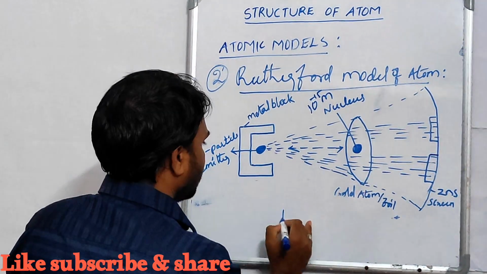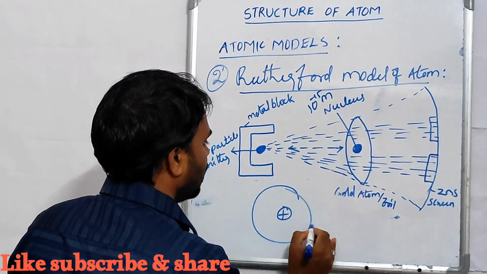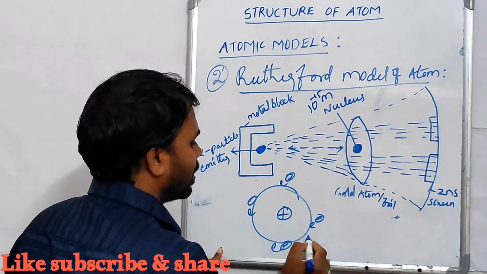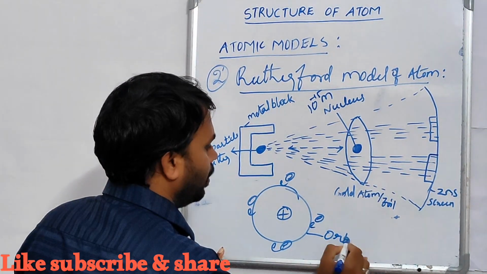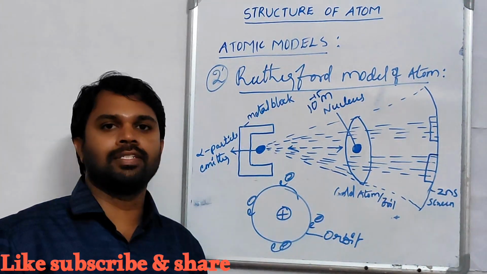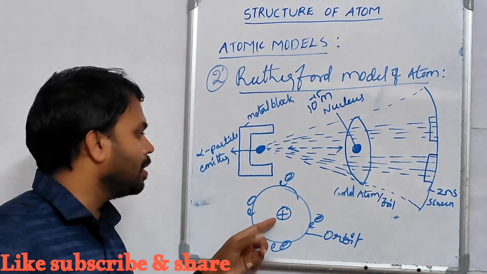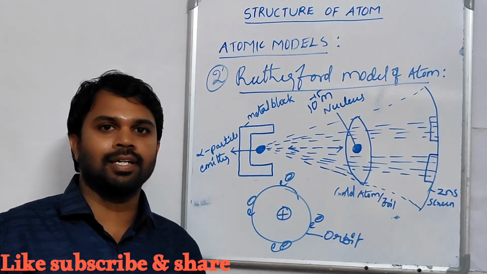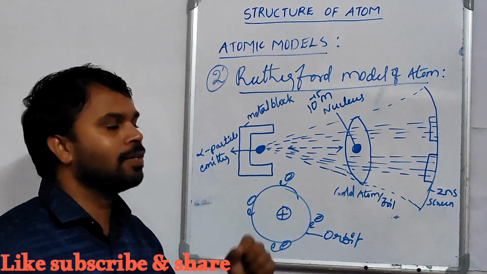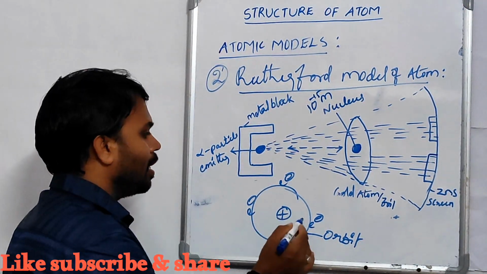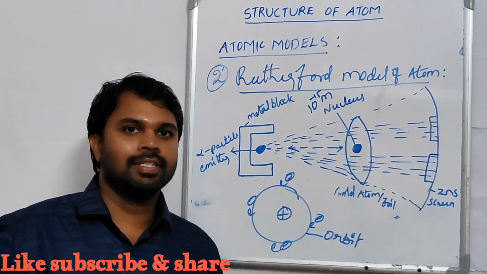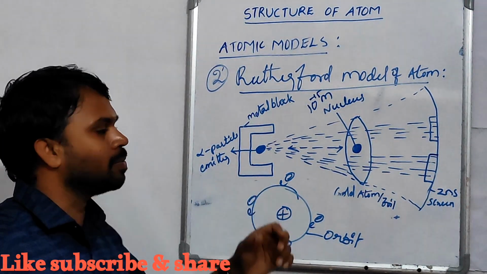And this is the nucleus. Electrons revolve around the nucleus with high speed in a circular path called orbit. He compared his model with solar system, in which nucleus is in the place of sun and electrons are in the place of revolving planets. And one more important feature of this model is nucleus and electrons are held together by electrostatic force of attraction. These are the important features of this model.